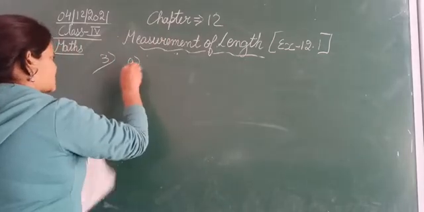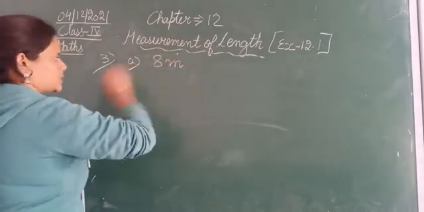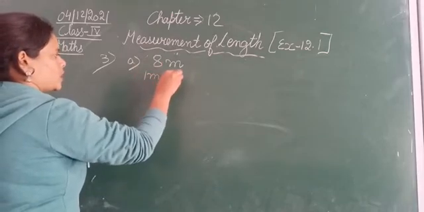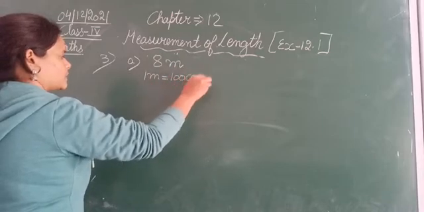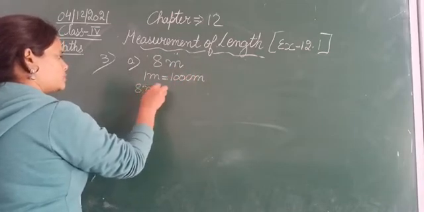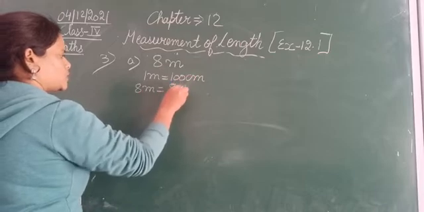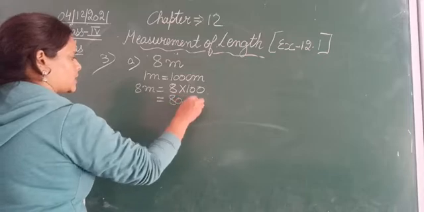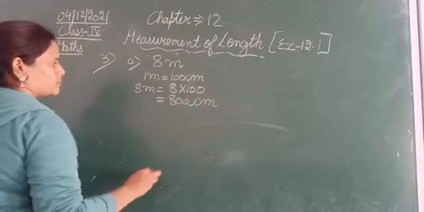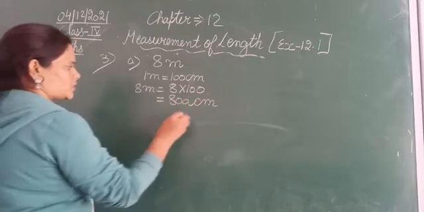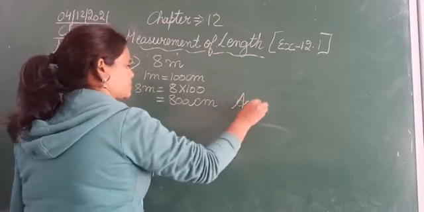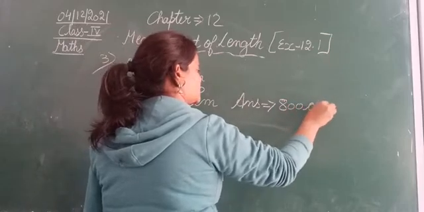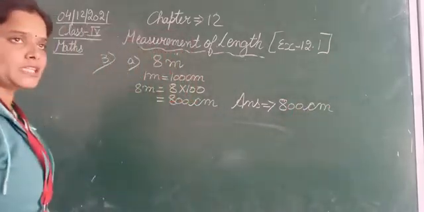The first is 8 meter. 1 meter is equal to 100 centimeter. So 8 meter is equal to 8 into 100, that will be 800 centimeter. So the answer is 800 centimeter. That is quite easy.